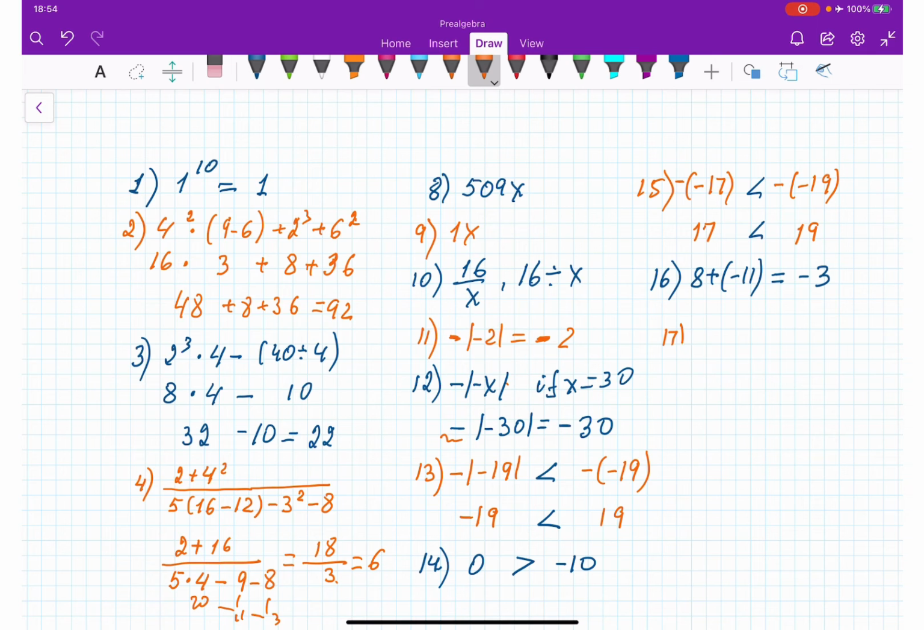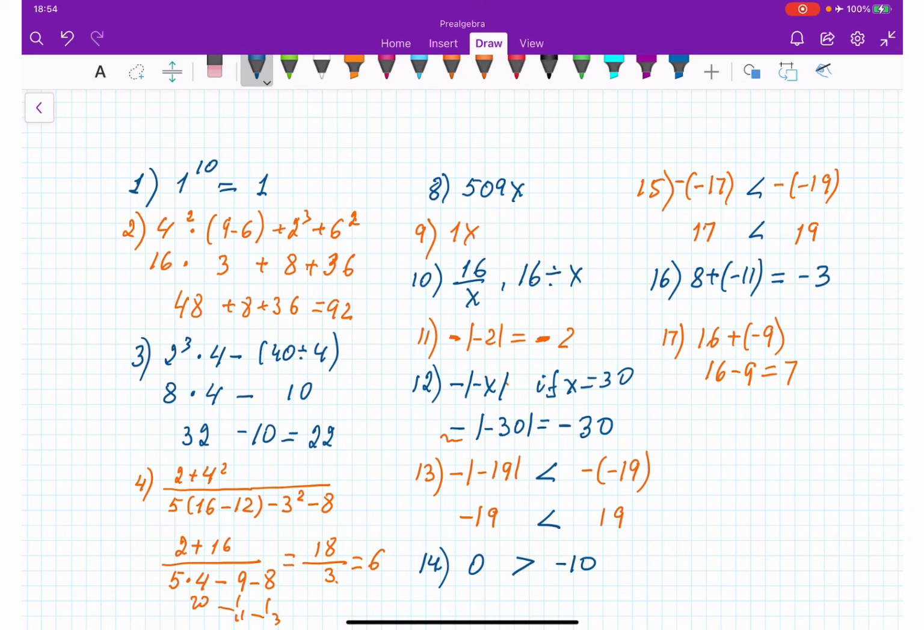Number 17. So 16 plus negative 9. I can write down 16 minus 9. It's going to be 7.